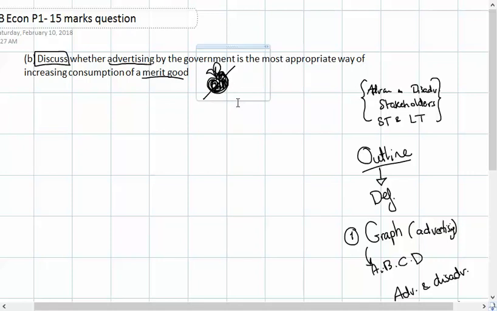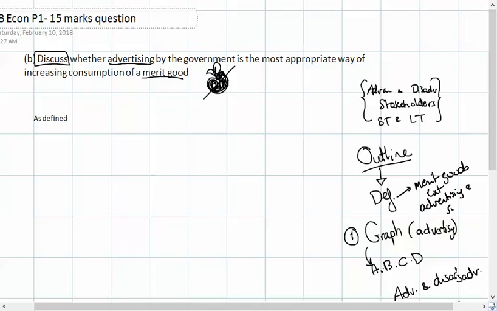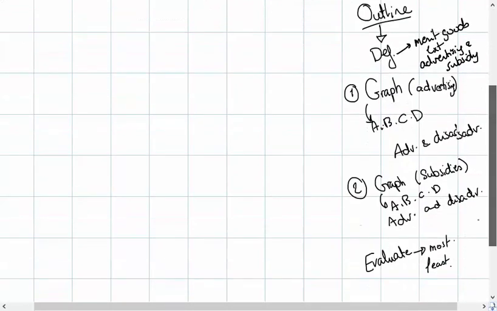Again, don't waste time defining things that you already did in the A section. So this is what I'm going to do in terms of definition. Let me outline what exactly the definitions are that I'm going to be tackling. Merit goods, and when you talk about merit goods, you also define externalities. And finally, advertising and government policies. I'm going to be defining advertising and subsidy at one point or another. It doesn't have to be all defined at the beginning.